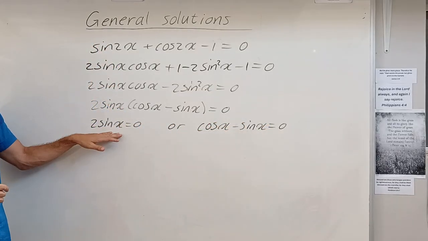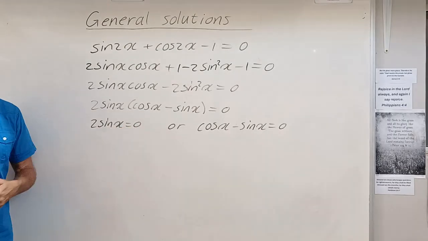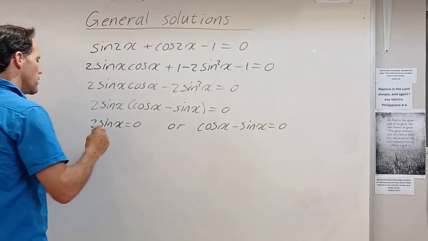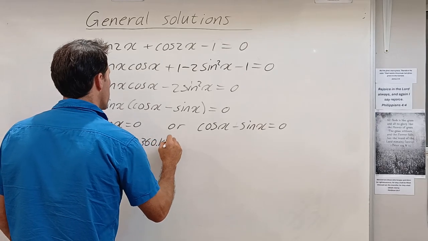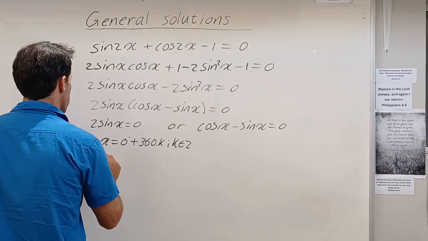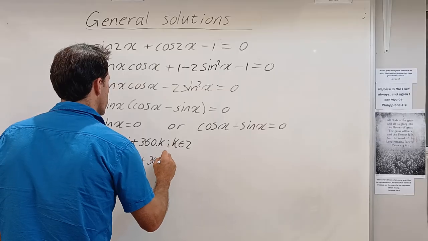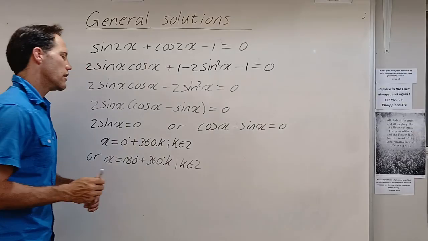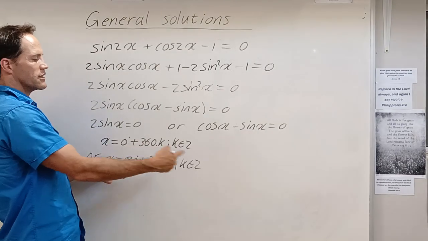Okay. Now for this one it's the same as the previous one, because when you divide by 2, you're just going to have sine x equal to 0. So the point is, where is sine x equal to 0? The same as the other one. x equal to 0 plus 360 times k, k element of Z, or x equal to 180 plus 360 times k, k element of Z. So that's the solution for this one. That's 0 and 180, plus 360 times k.